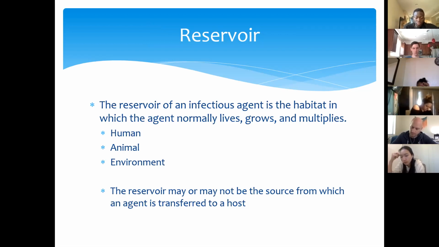So the reservoir may not be the source from which an agent is transferred to a host. If someone is digging in their garden and moving soil around, the reservoir is the soil, but just touching that soil and planting may not infect somebody. It could be if you're digging and tilling or mowing and it gets aerosolized into the air and then they breathe it in. That may be how it's transferred.